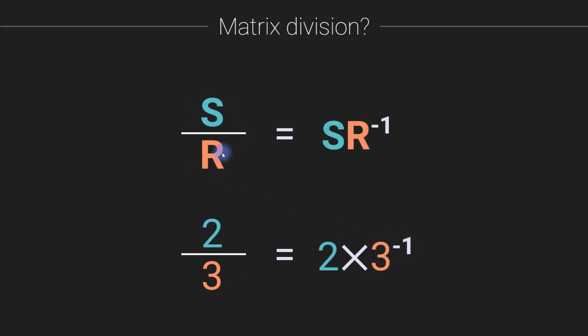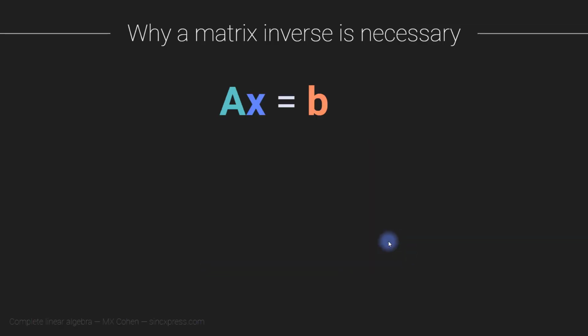So conceptually, what you want to do with matrix division is actually implemented by something called the matrix inverse. So this would be matrix S times the inverse of matrix R. That's what this is called, the matrix inverse of R, and we put a minus 1 in the exponent, and then it's sort of the equivalent of this. Now, why do we need something like a matrix inverse?